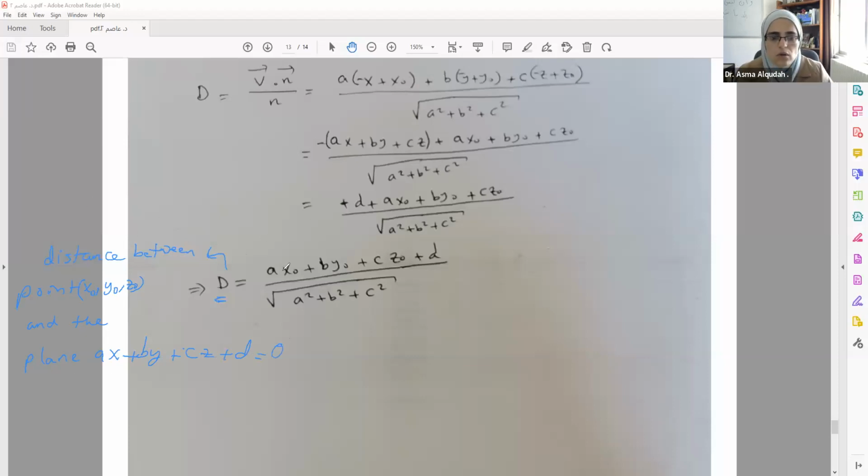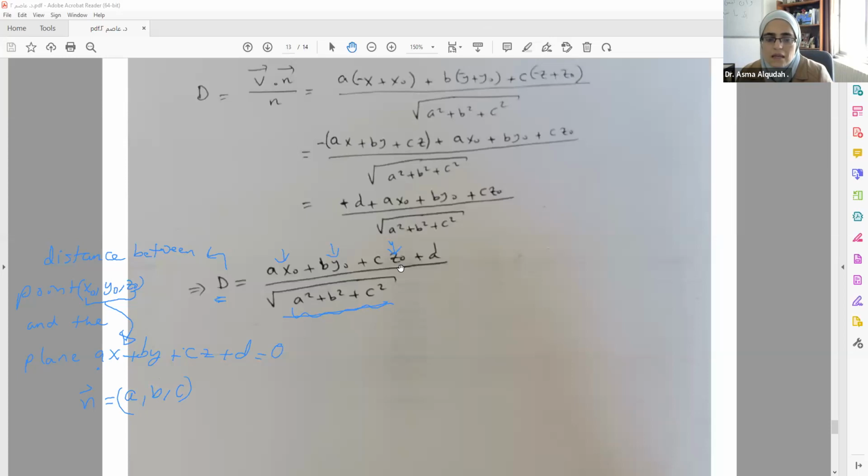So the distance is equal to: you substitute the components of this point in the plane equation, x node, y node, and z node, and then you divide by the magnitude of the normal vector on the plane. The normal vector on this plane is equal to a, b, and c. So you divide by the magnitude of the normal vector. This is one thing we need to know.